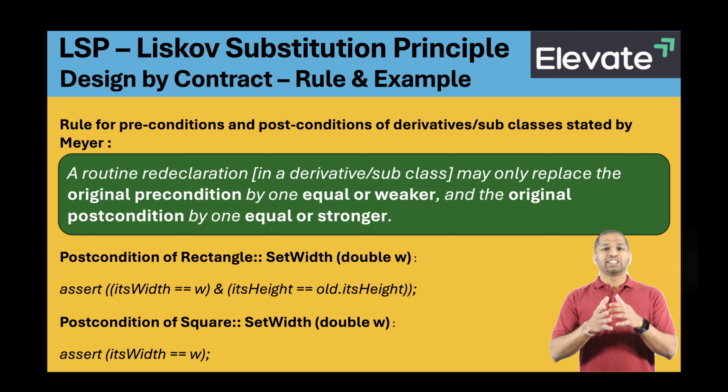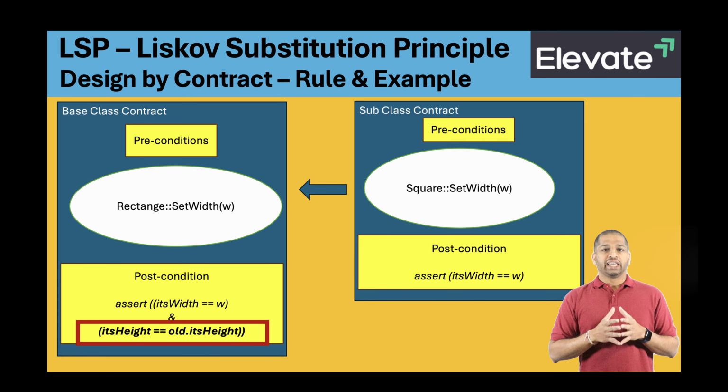Hence, this is a violation of the design by contract, and that is why we are failing to comply with the LSP. Let's see the same in a diagram. Here you can see in the subclass contract we are dropping a part of the post condition out of the two invariants that were present in the base class. We are dropping one invariant when we create the contract for the subclass, which is not acceptable in terms of design by contract post condition rules.